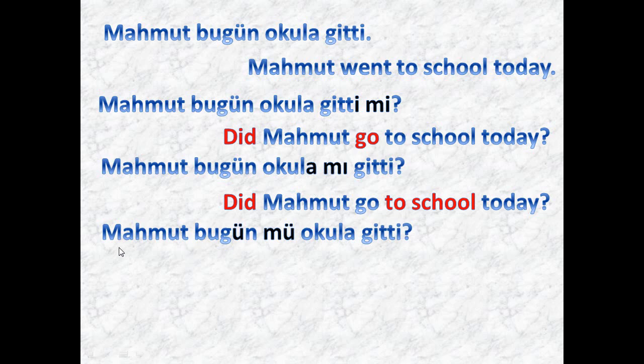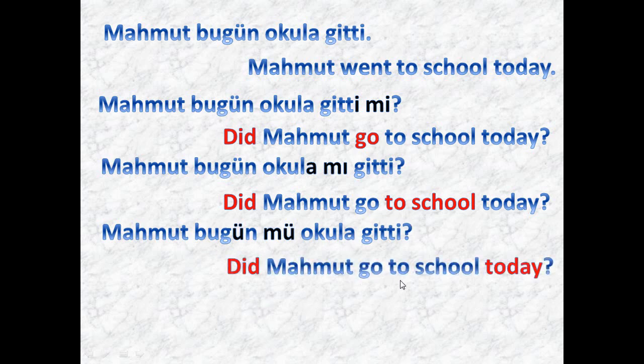Okay. We have Mahmud bugün mü okula gitti? Which means, did Mahmud go to school today? So we are asking about this word, which means today. Bugün, which means today. And we have the questioning word mu in harmony with the last syllable of this word. And we have it right beside the word to emphasize that we are questioning.